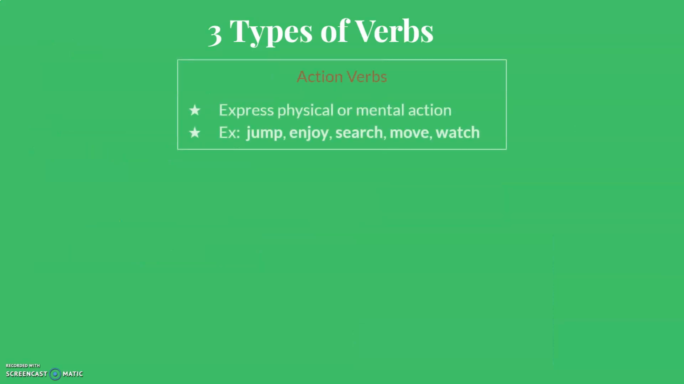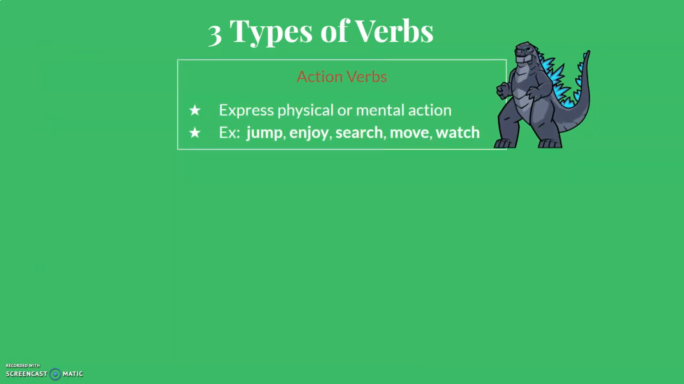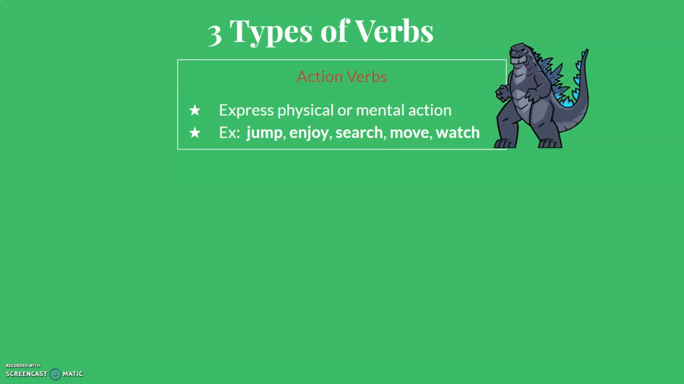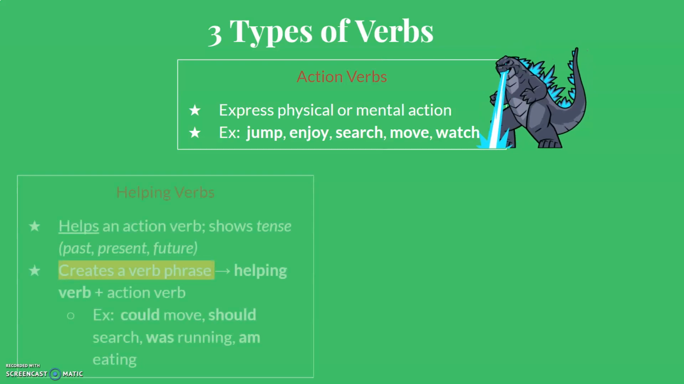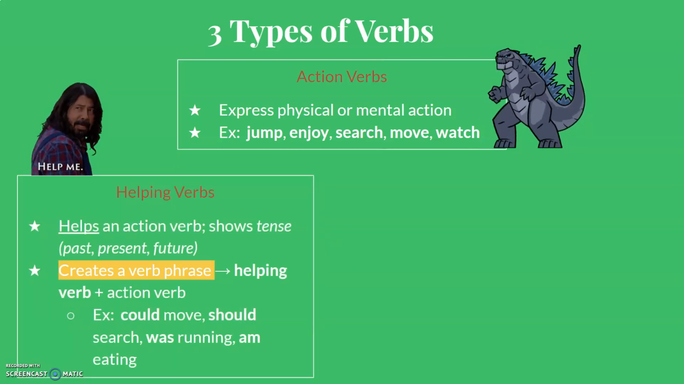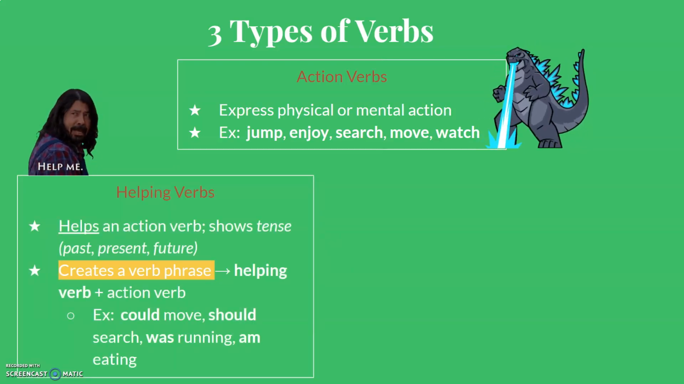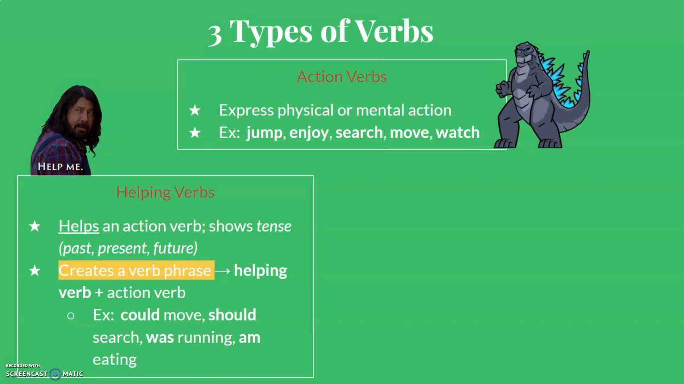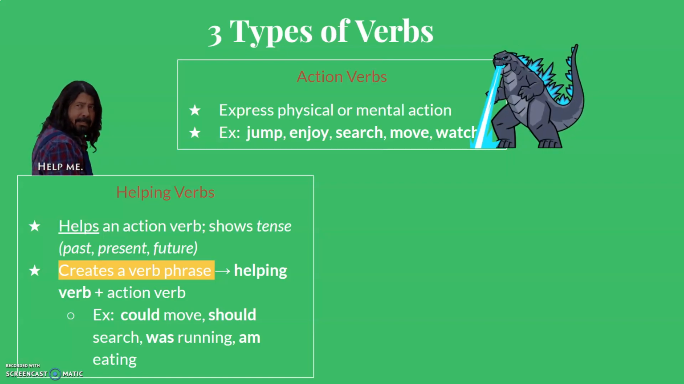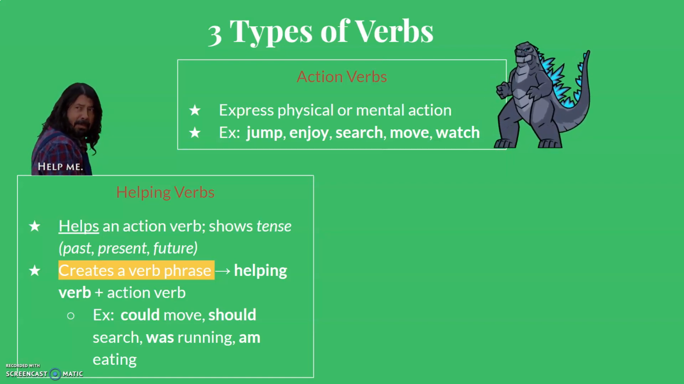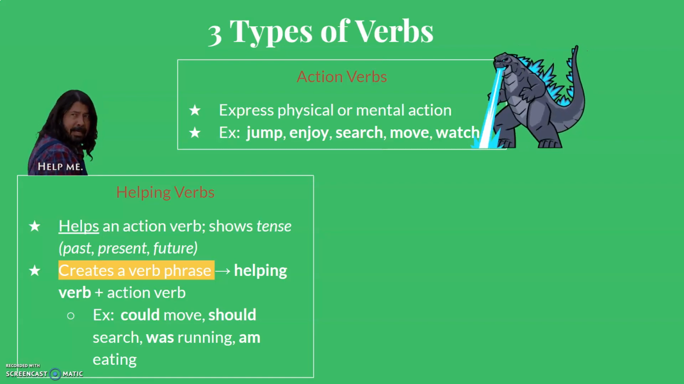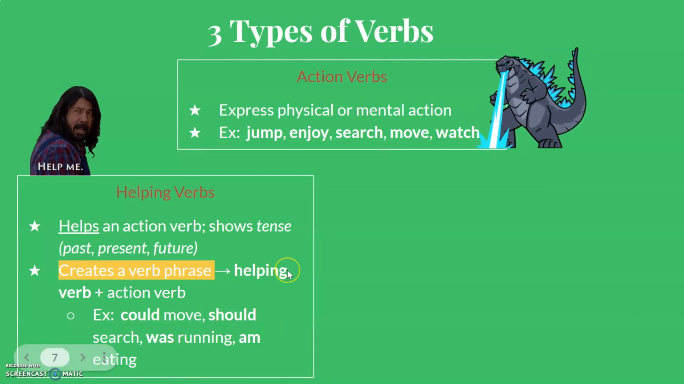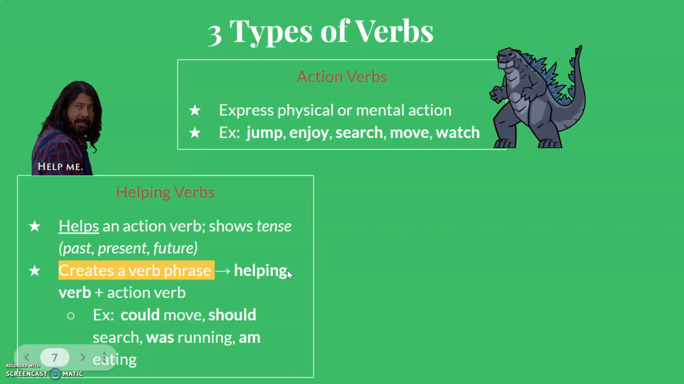Right, so our three types of verbs. We have action verbs, which express physical or mental action. These are pretty easy to identify: jump, enjoy, search, move, watch, etc. Helping verbs usually have a second verb with it, creating a verb phrase. So you have the helping verb and the action verb. And the helping verb helps an action verb. It generally shows tense, so past, present, or future. So some examples down here: could move, should search, was running, am eating.